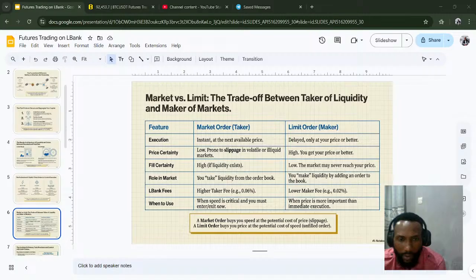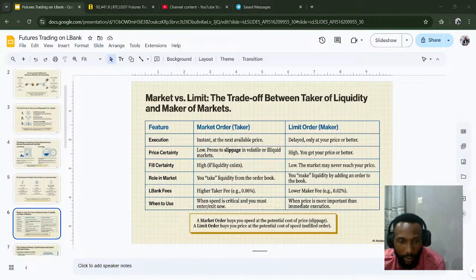Let's start with market orders. Basically, with a market order, you take liquidity from the order book. For a limit order, you are making liquidity by adding an order to the order book. I'm sure that's self-explanatory.